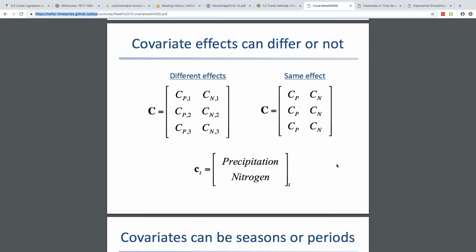Okay, any other questions about those covariates? I'm going to jump now into seasonality.